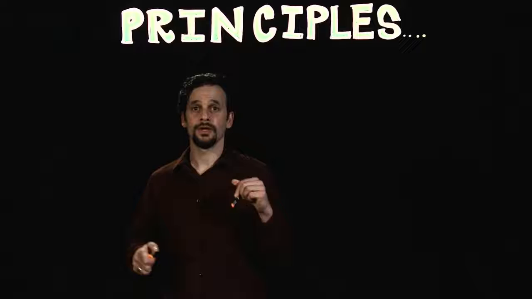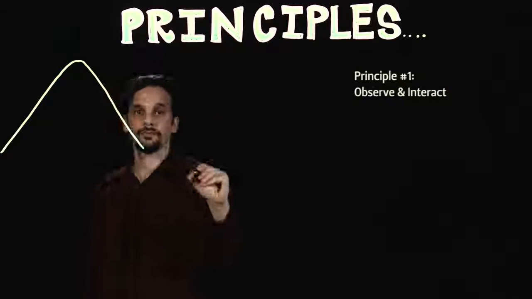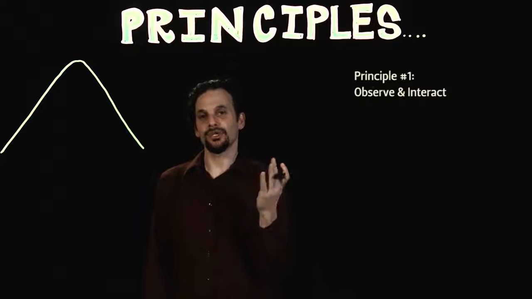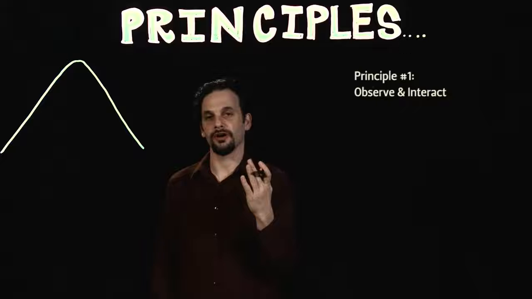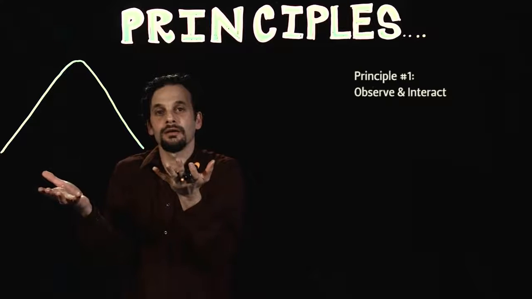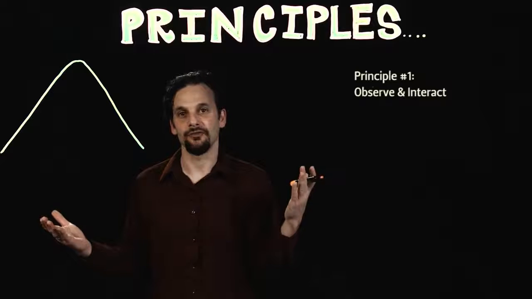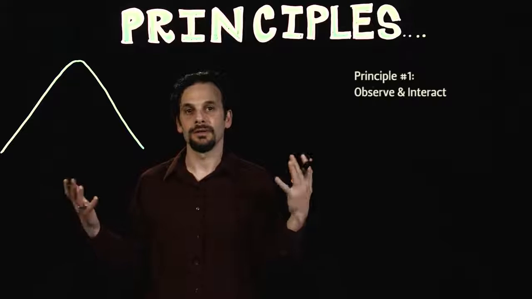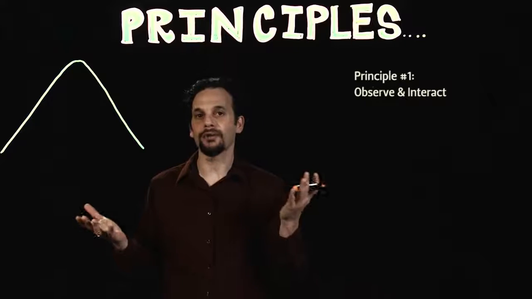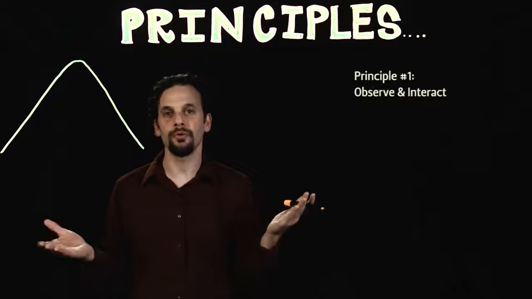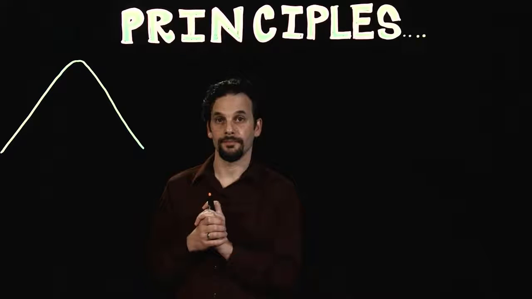Principle 1 is observe and interact. And this is essentially what we've been talking about for this entire course thus far. Where am I? What are the forces present on my site that I need to design for? Climate, topography, water, soils, vegetation, wildlife, wind, fire, people. These are some of the elements that are part of our observations.